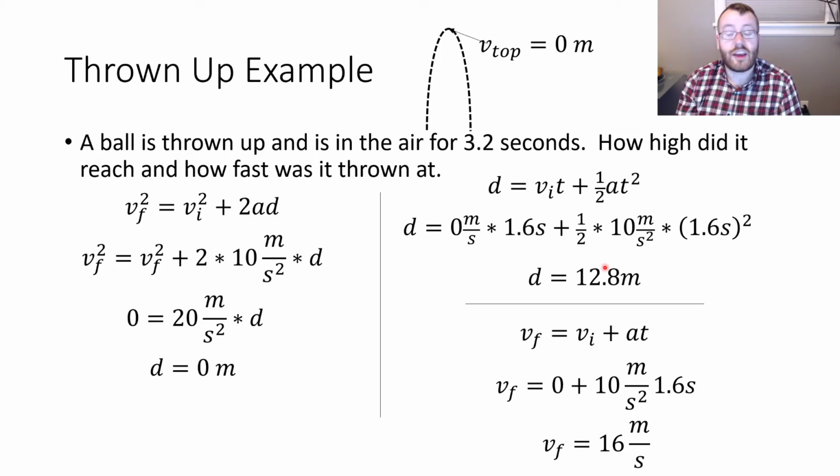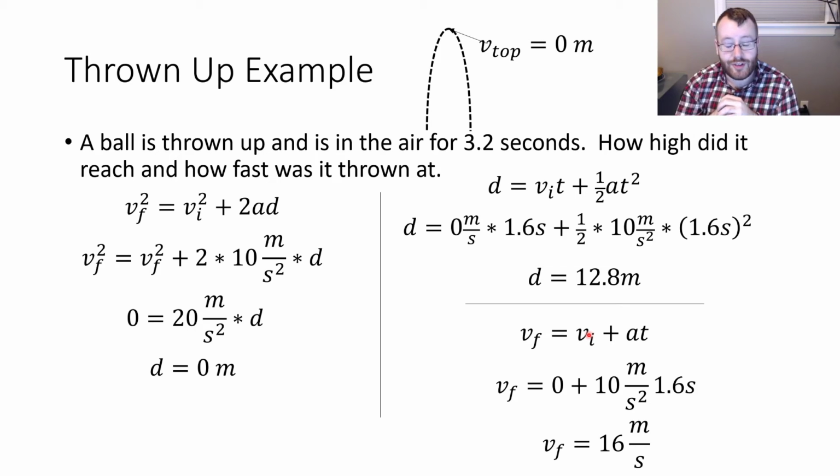Now, I want you to think about this for a second. What if I instead use the first half of the motion? What would be different here? The only difference between the first half and the second half is what I consider the initial and the final velocity. If I was to do the first half of the motion, the initial velocity would be the thing I was looking for, and the final velocity would be 0 at the top. And if I was to solve for that initial velocity, I would get the same 16 meters per second. The only difference is I would get it negative. And that's because you throw it up and it accelerates down. Those are in opposite directions of each other.